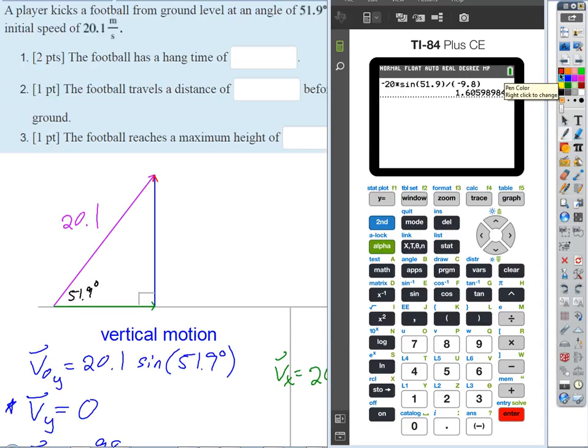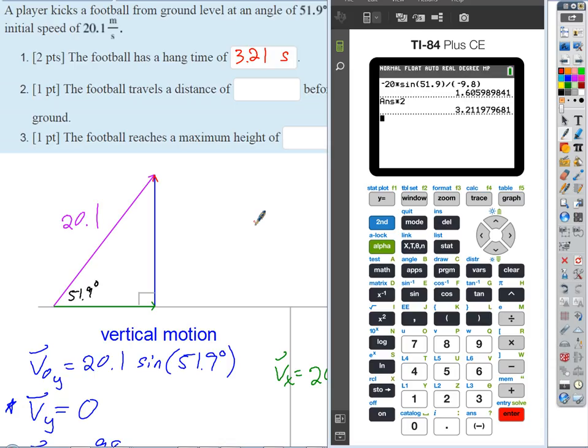Oh, you're right. Times 2. Good thinking. That's the time to get up to the top. Man, I would be flunking this test today. So times 2. Times 2, so 3.21. Very good, very good. 3.21 seconds, right? Got to put seconds in there.